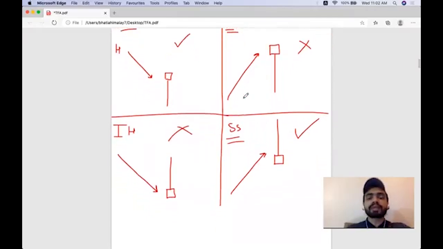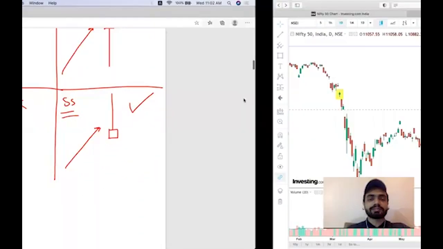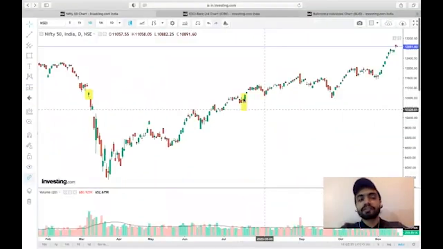So let's take up a few examples from the charts. I have opened Nifty 50 on NSE day chart. So let's pick out a few examples from here. Again, let me repeat myself. The volumes in investing.com is something which is showing you a wrong picture. And over here, we are just covering it from an illustrative purpose.